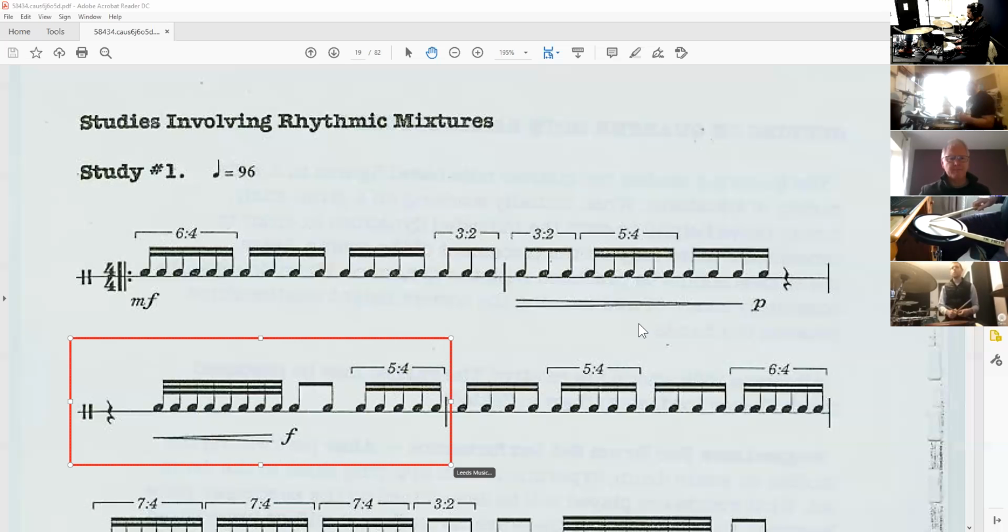3, 4. 1, 2. Sorry, my bad. 1, 2, 3. Again. 1, 2 and the 2 and the 3 and 4 and the go 1, 2, 3, 4.